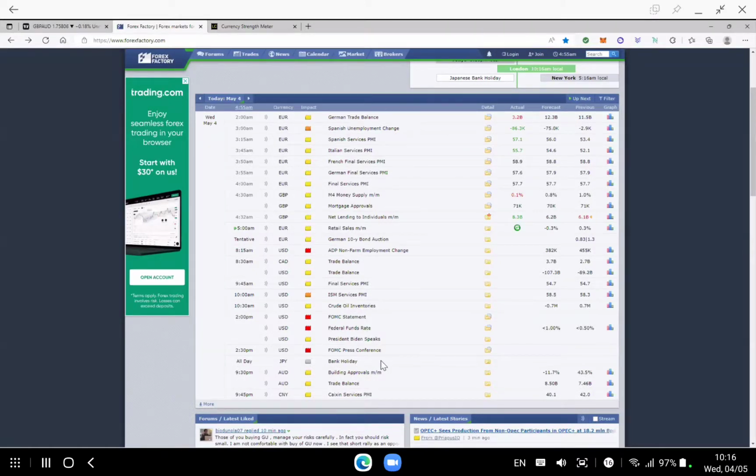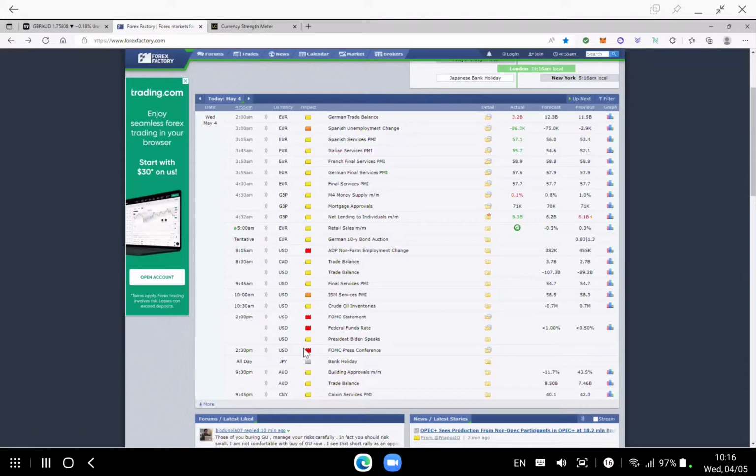Doesn't mean you can't, but it just means that it's going to be more low volume because it's not trading within the markets. So it's going to be low volume. So red folders mean it's a pretty severe impact onto the market.